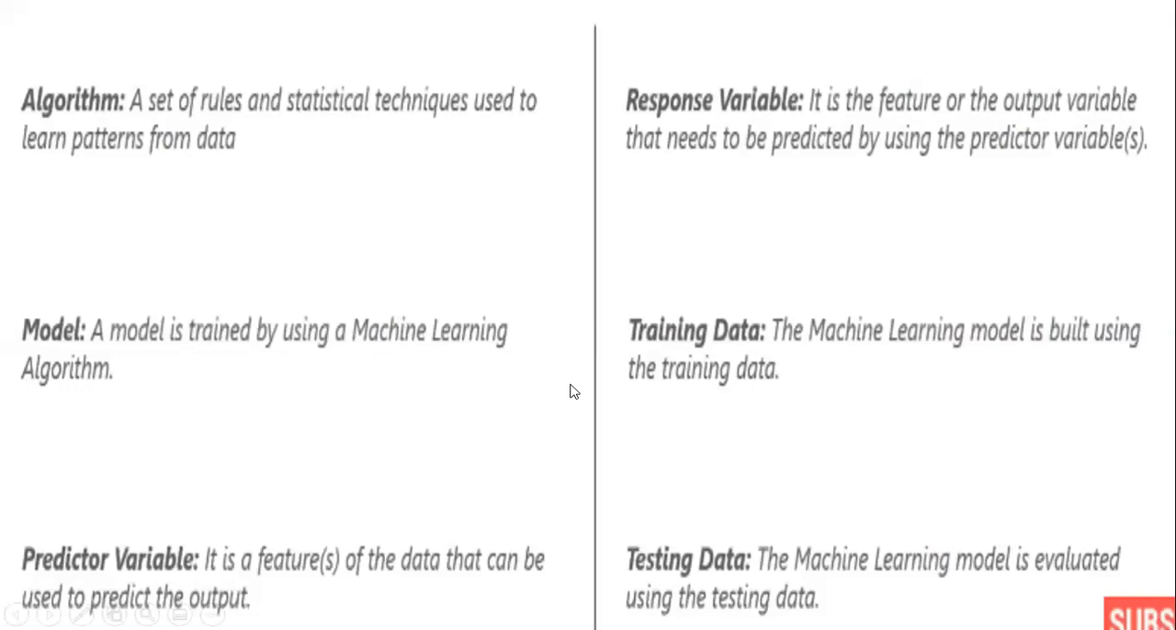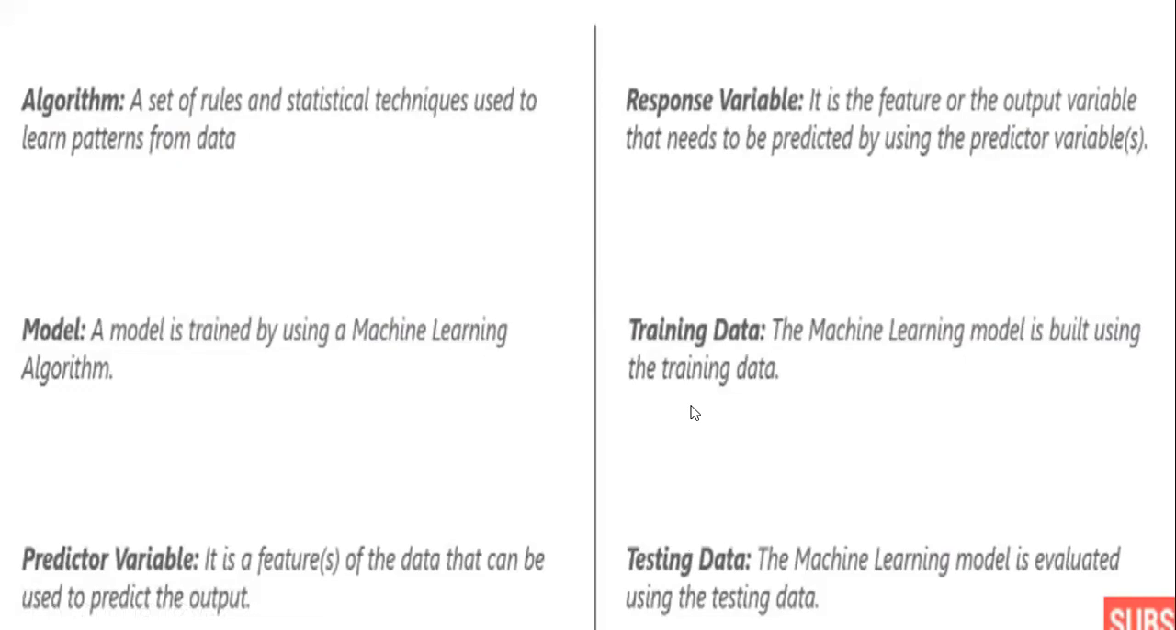These are the terminologies you have to understand. Algorithm means a statistical technique. Model means equation, a regression equation. Don't think of a model as some kind of structure. Model means equation. Then there are the predictor variable, also called the independent variable, and the target variable, also called the response variable. Training and testing data, I'll tell you.